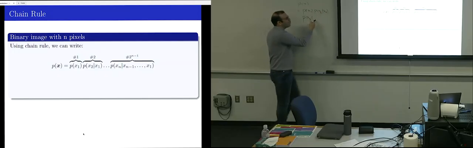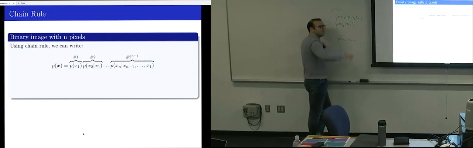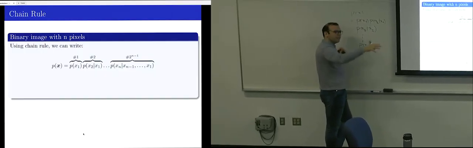X3 given two previous, but if you have access to X2, X3 is independent of X1, so you can omit it here until the end. Given xn minus 1, xn is independent of the previous pixels. Something like you said.